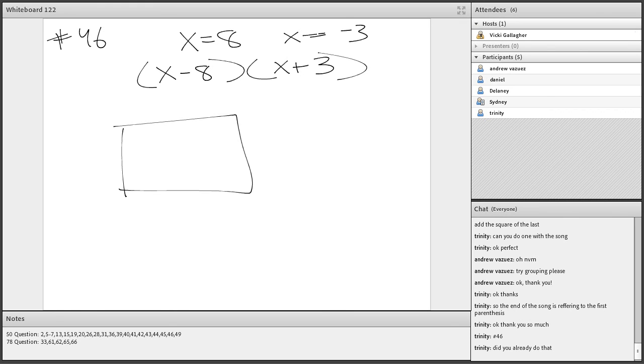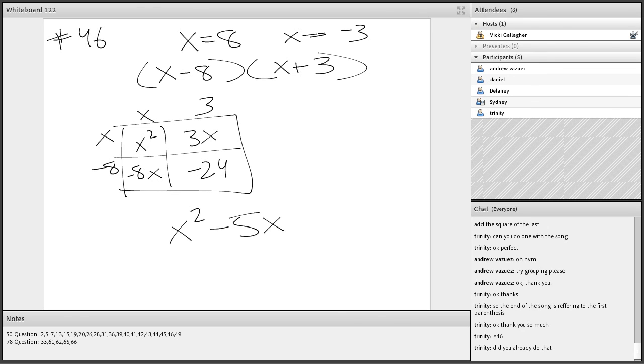You can do foil or the box. I did foil earlier, so I'll do the box this time. So this is x squared, 3x, negative 8x, and negative 24. And so the final answer is x squared minus 5x minus 24. So again, they just wanted to know what is the original problem that gave us those two answers?